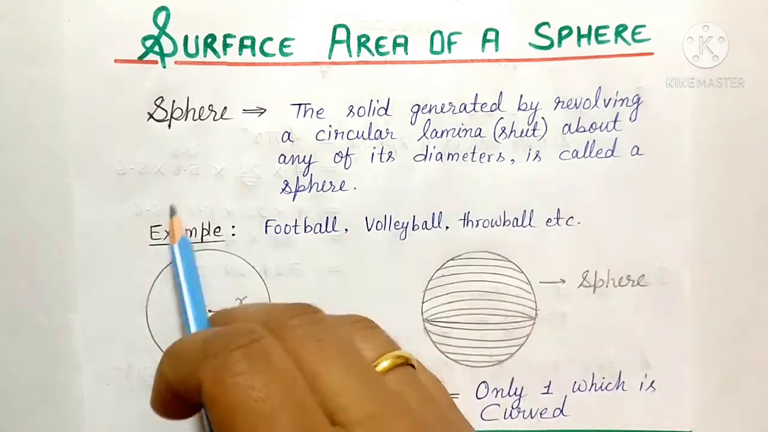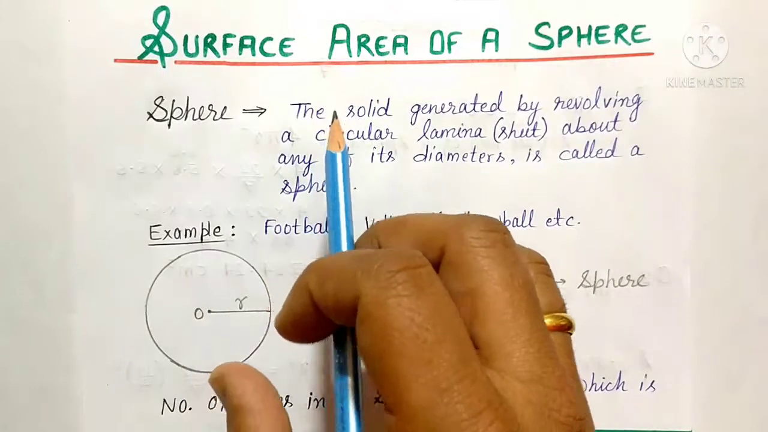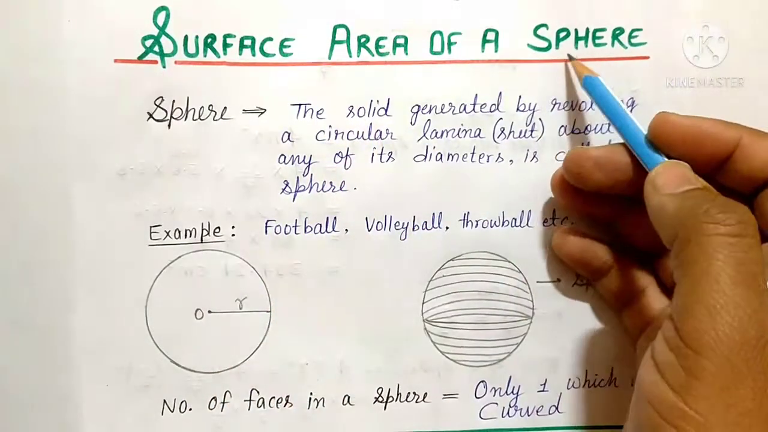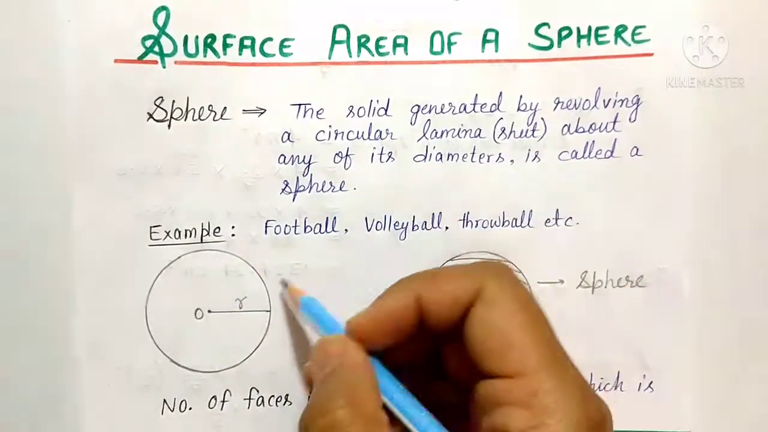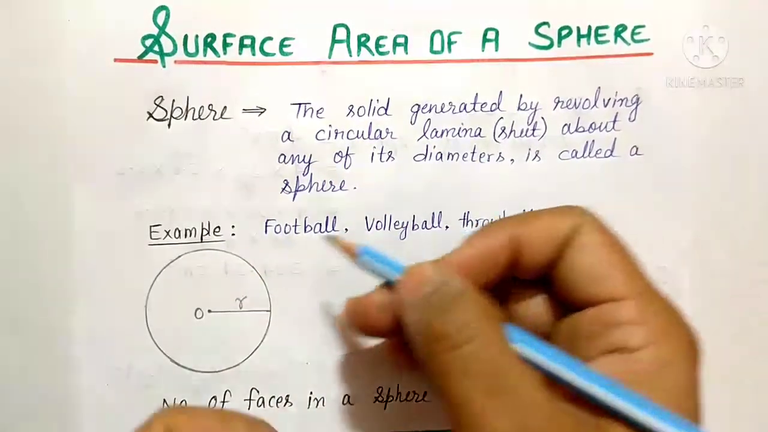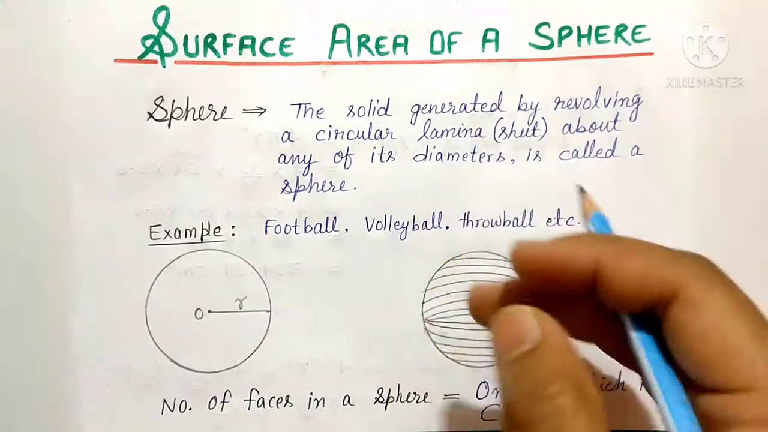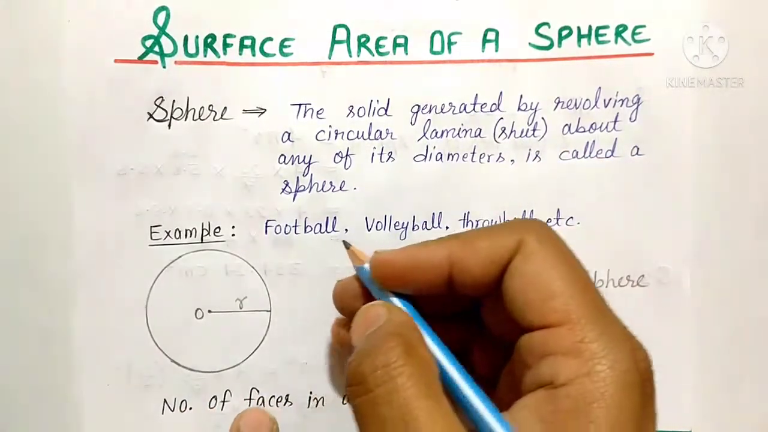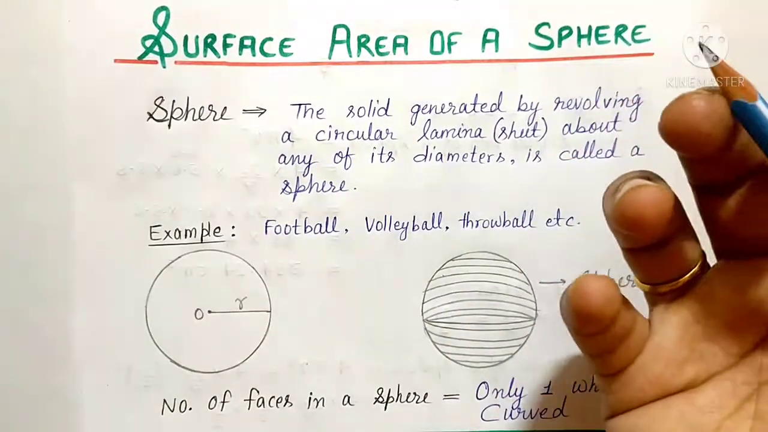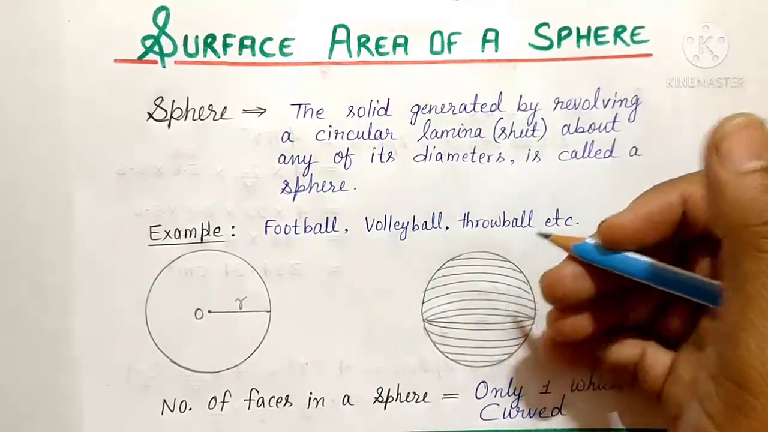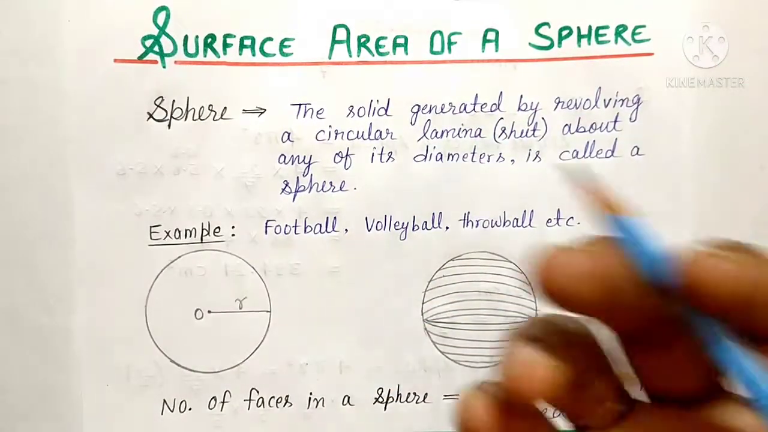So now students, we are talking about surface area of a sphere. First of all, we have to learn what the meaning of a sphere is. All around you have seen cricket ball, football, volleyball, throw ball. All these things have the shape of a sphere. Football, volleyball, throw ball, cricket ball, these all have the shape of a sphere only.